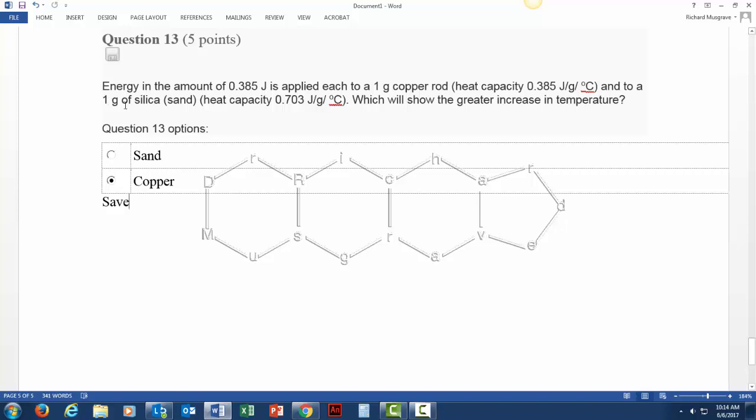If we do the same to silica, silica has a heat capacity of 0.703 joules per 1 gram per 1 degree Celsius, which means that if I add 0.385 joules to 1 gram of silica, it's not going to raise it by 1 degree. 0.703 joules is required to raise it by 1 degree. So if I put 0.385 joules into 1 gram of silica, it's probably only going to raise it by about half a degree. That would mean the answer to this one would be copper. That would have the greater increase in temperature, 1 degree versus about half a degree for sand.